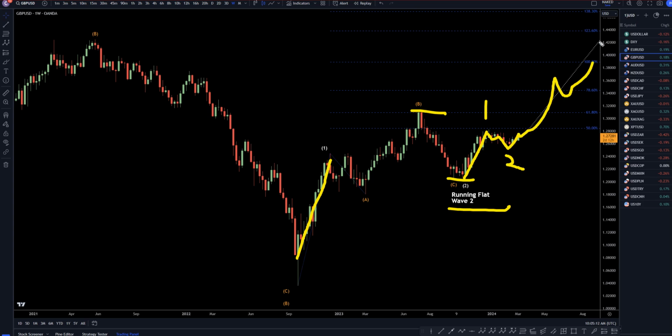I think there's a pretty good likelihood that we're already in this wave three of three, and it's just going to keep on going up over the coming weeks and months, making higher highs, higher lows on these higher time frames to make that pattern like I was showing on the monthly time frame.